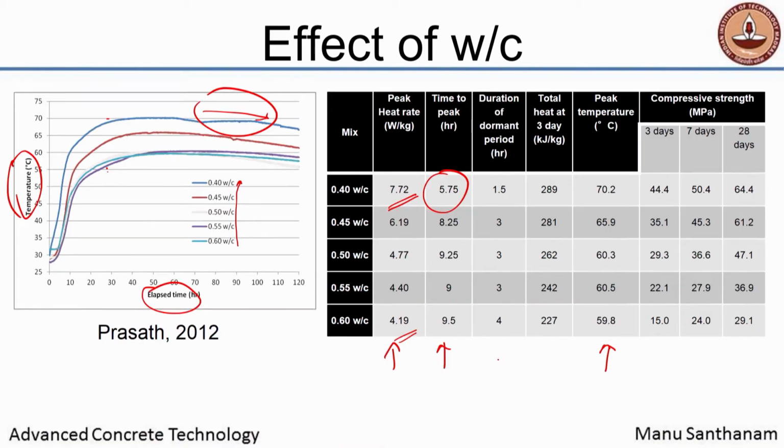Okay. Now, another thing which we were able to pick out, although not very accurately, was the duration of the dormant period. You can see where you have lower water cement ratio in the system, the duration of the dormant period is lower. When you have more water, the duration of the dormant period is higher. Okay, that seems to tell us something.